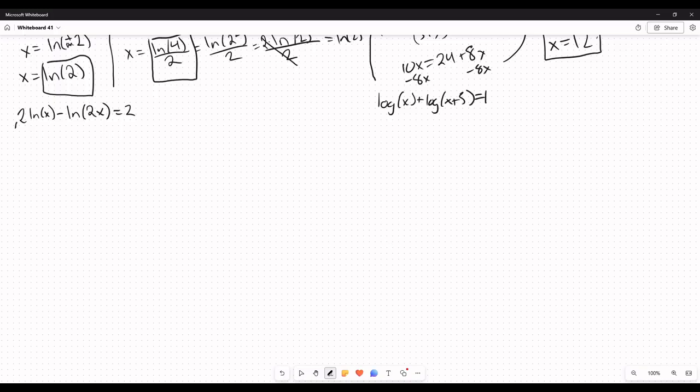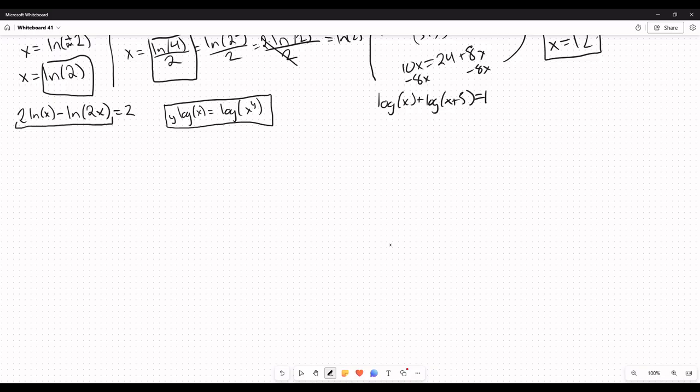Once again, for this problem, I want to start by getting everything inside of one log. But not only do I have some subtraction, I also have this 2 up front of this natural log. So another rule, and actually a rule that comes in handy quite a bit, that I want to use is that y times log of x equals log of x to the y.